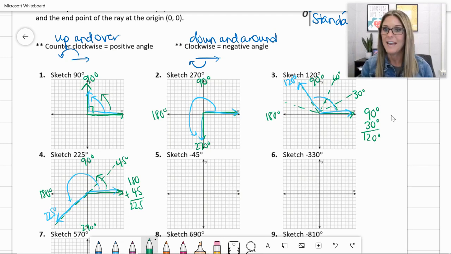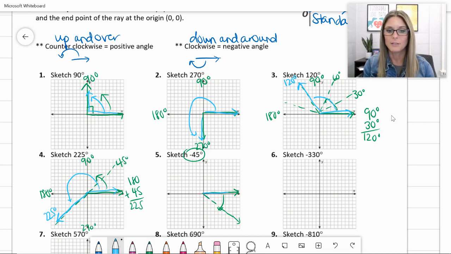Let's look at number 5, negative 45 degrees. We're going to still start in our standard position on positive x-axis, but we're going to be rotating down to create a negative angle. Now it works the same way. So we just talked about halfway through a quadrant is 45 degrees. So same thing, if I go halfway through that quadrant, that's negative 45 degrees. So from standard position, rotating down gives us a negative 45 degrees right there, number 5.